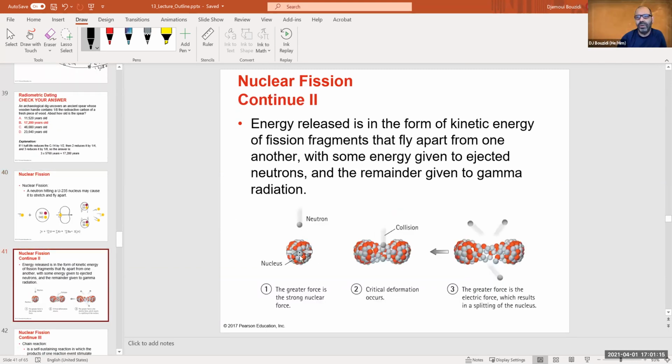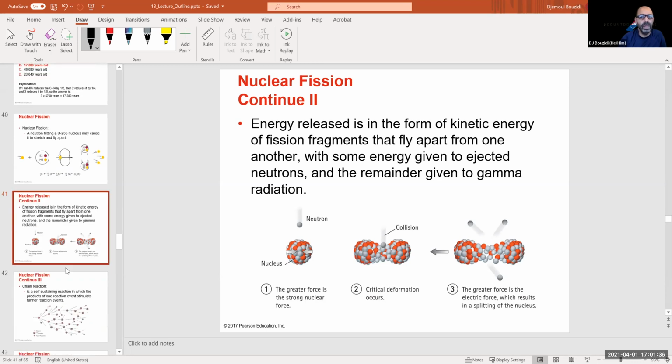So again, when the neutron collides with a nucleus, in this case, uranium-235, these parts become too far apart, and then the electrostatic forces will take over. And the elements that come off of it have a tremendous amount of kinetic energy. That is basically what a nuclear bomb or nuclear reactor uses.